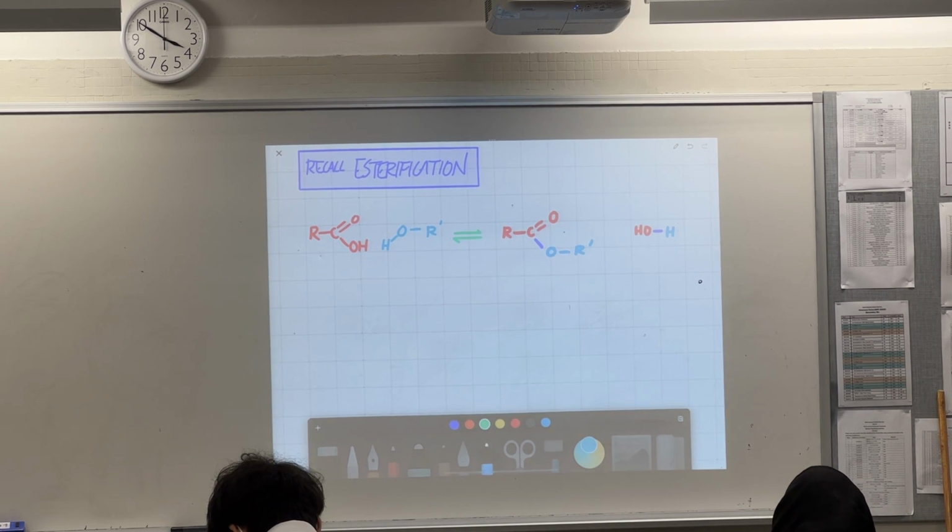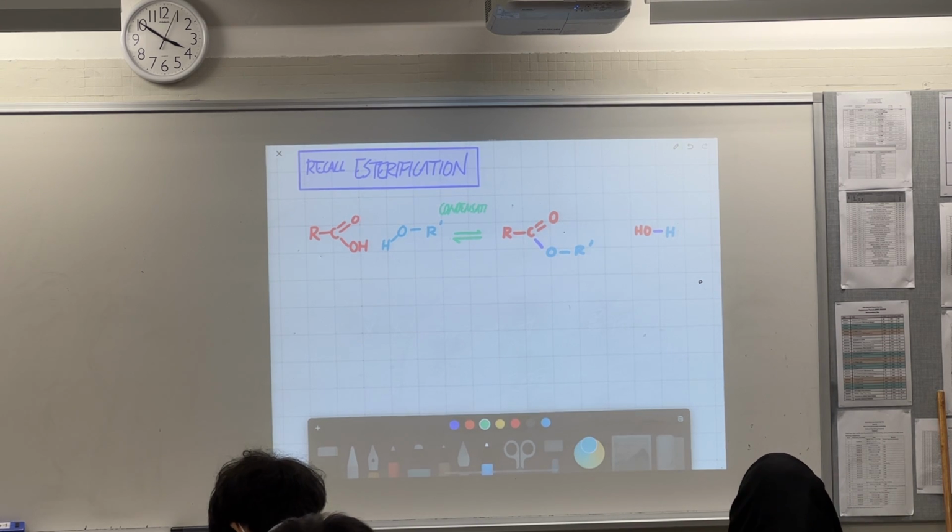So can you put down the forward reaction? Does anyone remember the backward reaction? What is the backward reaction called? We can do the backward reaction by adding dilute HCl or dilute alkali. It starts with the H. Hydrolysis. Yes, I hear the word hydrolysis. So put that down. Why do we call the forward reaction condensation?